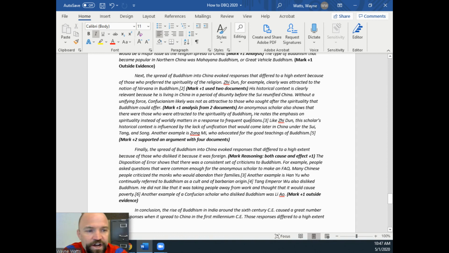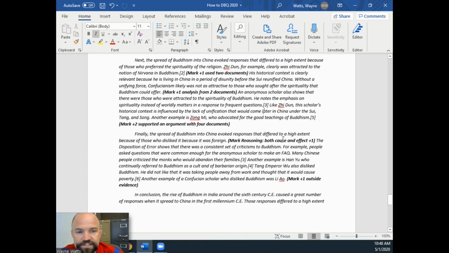An anonymous scholar also shows that there were those who were attracted to the spirituality of Buddhism. He notes the emphasis on spirituality instead of worldly matters in response to frequent questions. So, citation for paraphrasing Doc 3. Like Ji Dun, this scholar's historical context is influenced by the lack of unification that would later come in China under the Sui, Tang, and Sung.